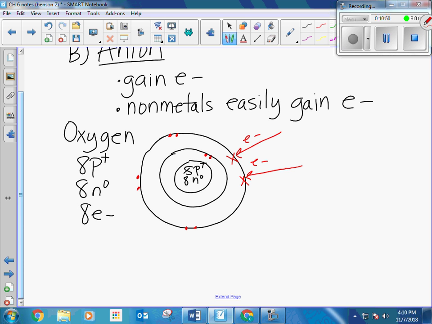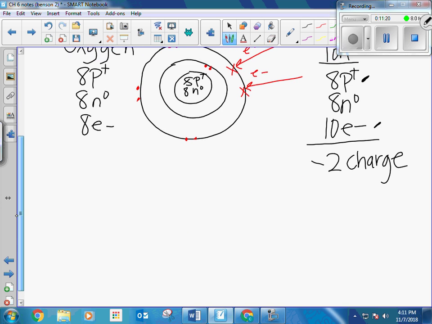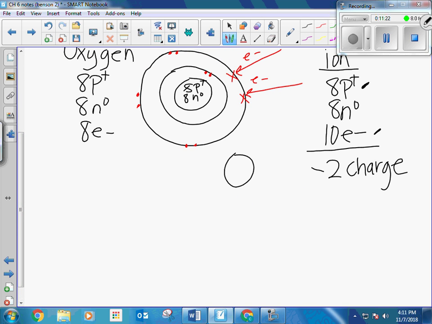So as an ion, which means it's now charged, it's still going to have 8 protons, 8 neutrons. That's not going to change. But now instead of 8 electrons, it has 10 electrons. And when I look at the charges, I have 8 pluses, I have 10 negatives. That means I have a -2 charge. So we write that as a -2 charge, and that means that oxygen has -2. And that's how it's going to gain its noble gas configuration.